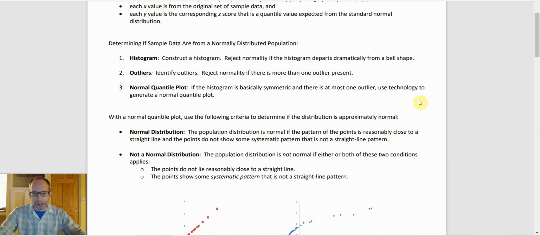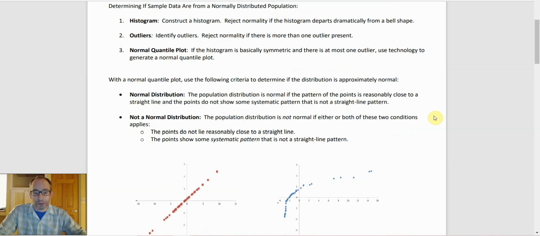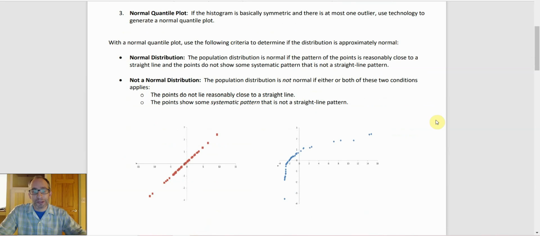But with the normal quantile plot, you would not want to make one by hand. I guess theoretically you could, but it takes forever. You want to use software here. So StatCrunch can do it. That's what we're going to do.